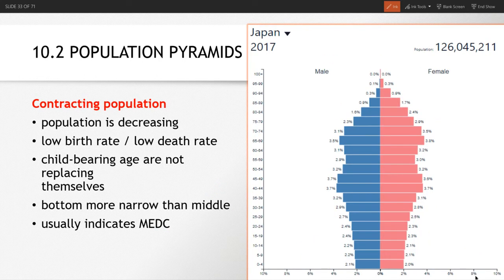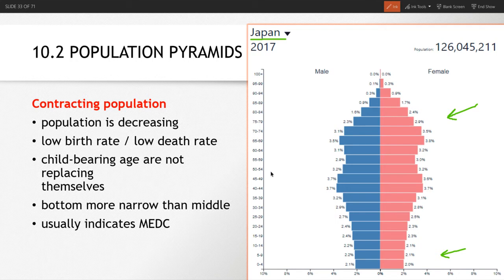Now, that said, there is one final shape that we can have to a population pyramid, and this is the contracting population. Our example here is Japan. We're using the same year here, 2017. And the biggest difference here that we see is that the top of the pyramid has gotten larger or wider, and the bottom of the pyramid continues to get narrower.